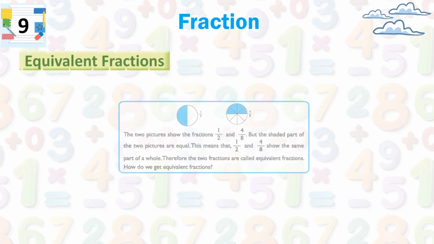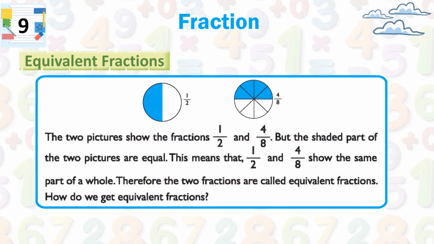Equivalent fractions. 1 upon 2, 4 upon 8. The two pictures show the fractions 1 upon 2 and 4 upon 8. The shaded parts of the two pictures are equal. This means that 1 upon 2 and 4 upon 8 show the same part of a whole. Therefore, the two fractions are called equivalent fractions.